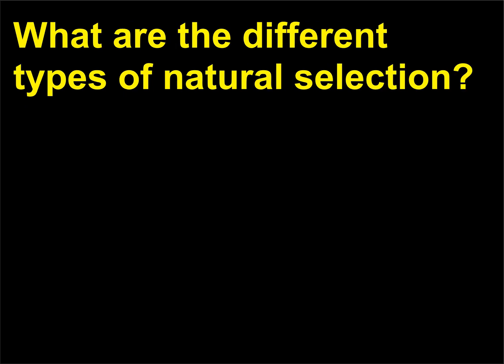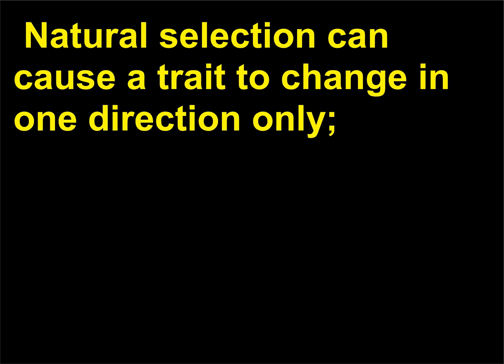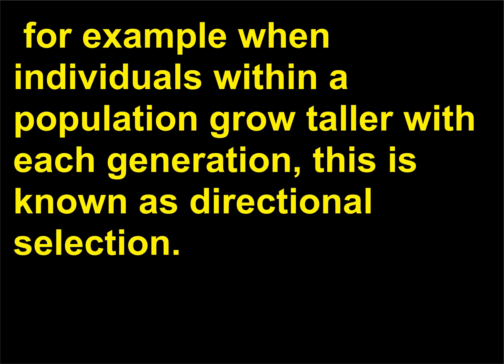What are the different types of natural selection? There are several ways in which natural selection can cause a population to change. Natural selection can cause a trait to change in one direction only. For example, when individuals within a population grow taller with each generation, this is known as directional selection.